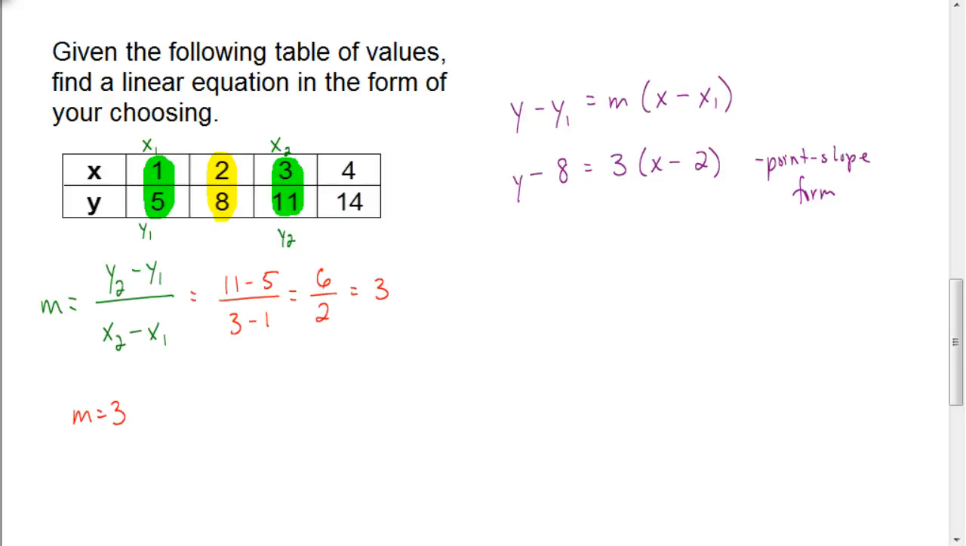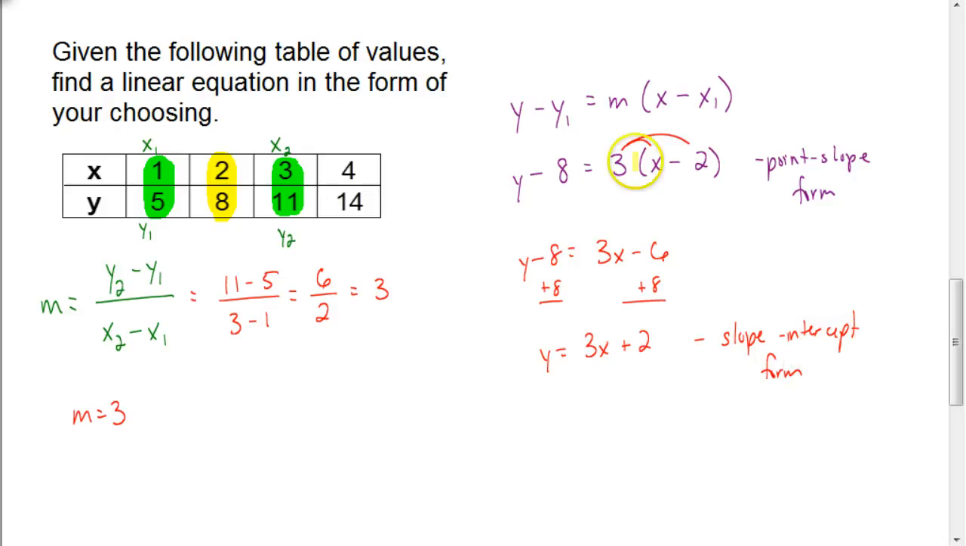Or if I wanted to get it into slope-intercept form, I could very easily. I'm just going to start by distributing the 3 through, and then I would add 8 to both sides. So I'd get 3x plus 2, and this would be in slope-intercept form. So again, either one of these would have been your answer, just that the first would have been in point-slope form, and the second one here would be in slope-intercept form.